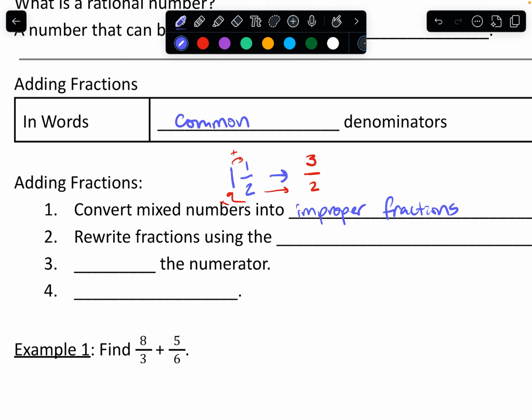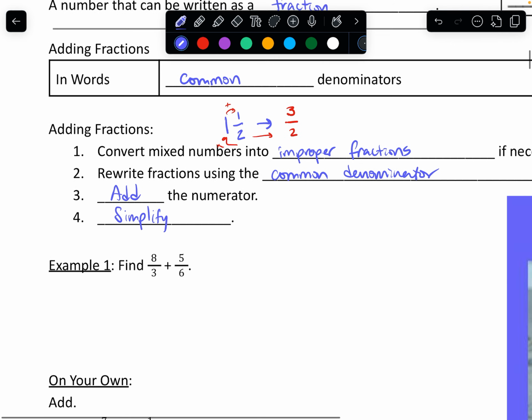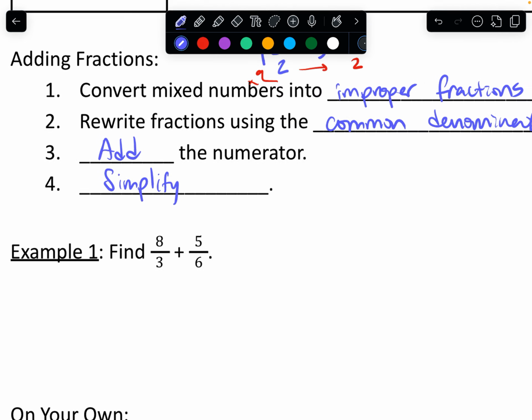After you write these fractions as improper fractions, you are going to rewrite the fractions using the common denominator. Okay, you need to find common denominators, and as I said, that is the number on the bottom. Step 3 is to add only the numerators. The numerators are the top numbers, and then the last step is to simplify if you need to. Okay, so let's talk about how I do these steps, and we'll go from there.